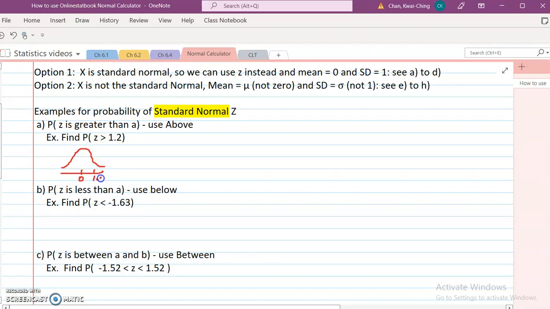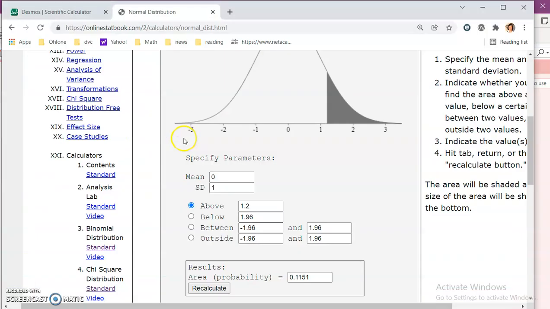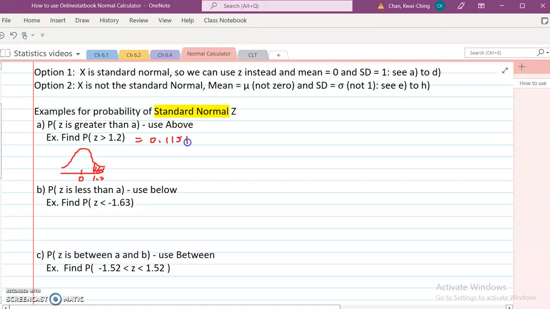0, 1.2 above, equal to 0.1151. And then for less than, we use below.